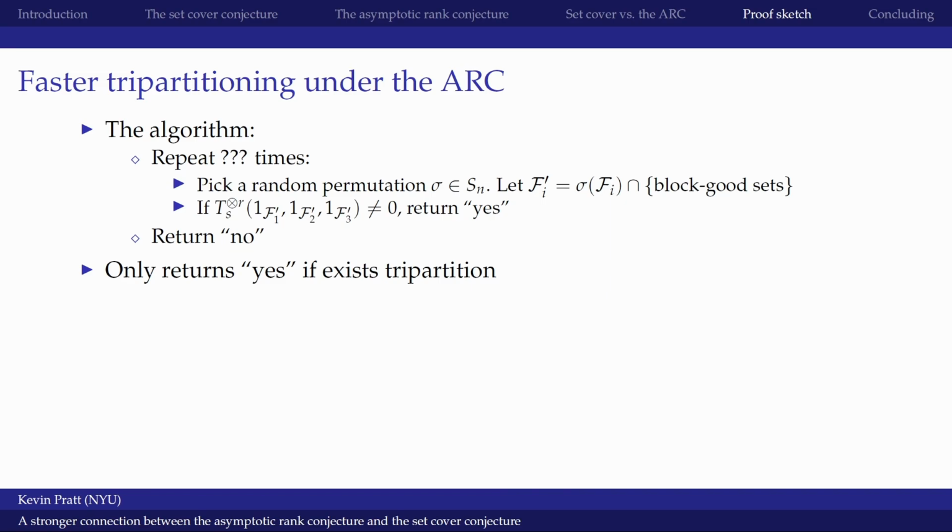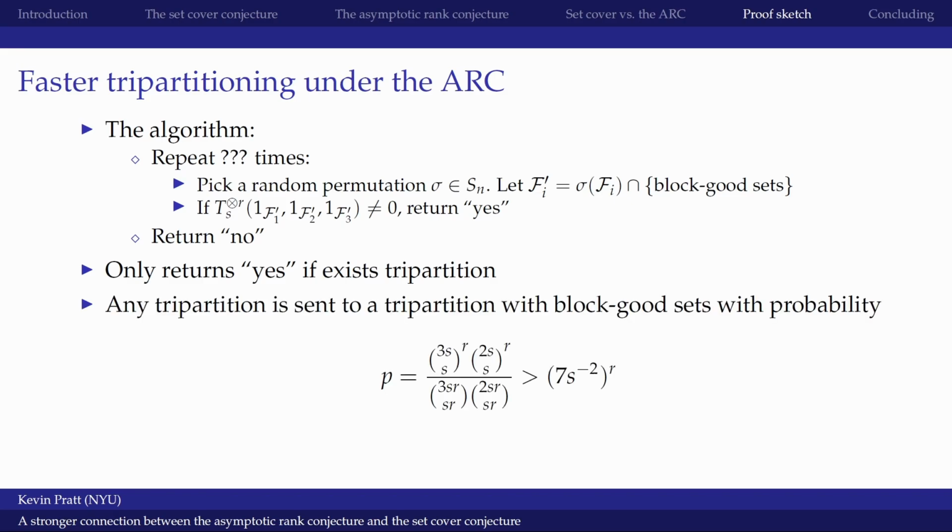And furthermore, suppose that we have a yes instance, so there's some tripartition in the input. Then we will detect this, so this evaluation will be non-zero, exactly when the permutation sigma sends each of the 3 sets involved in this tripartition to block good sets. And we can calculate that this happens with probability at least 1 over s squared times r. So if we perform this test, this loop, 1 over p many times, we will detect a tripartition if it exists with some constant probability.